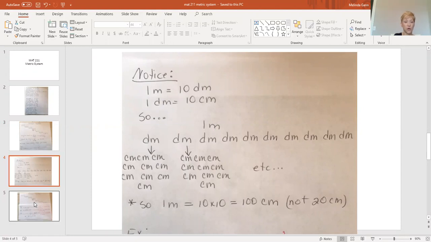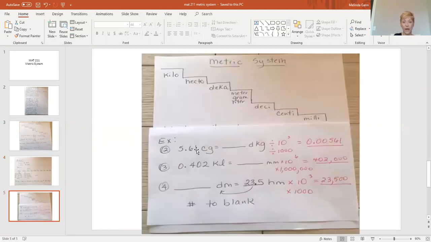Okay, so let's work a few more. If I'm going from centigram to decagram, centi to deca.